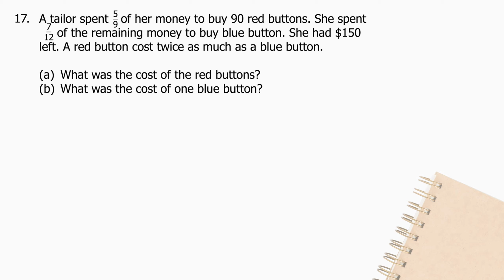Question 17. A tailor spent 5 ninths of her money to buy 90 red buttons. She spent 7/12 of the remaining money to buy a blue button. She had $150 left. A red button cost twice as much as a blue button. A. What was the cost of the red buttons? B. What was the cost of 1 blue button?